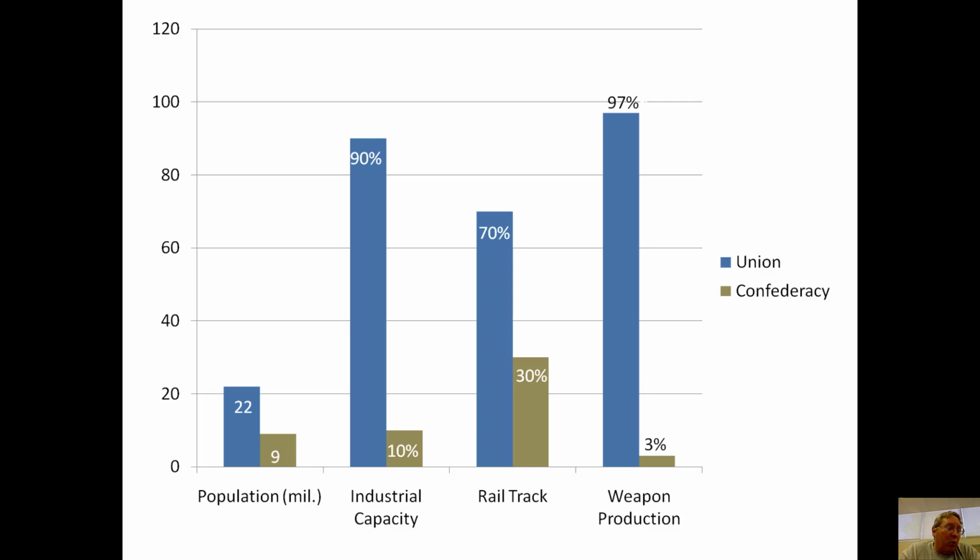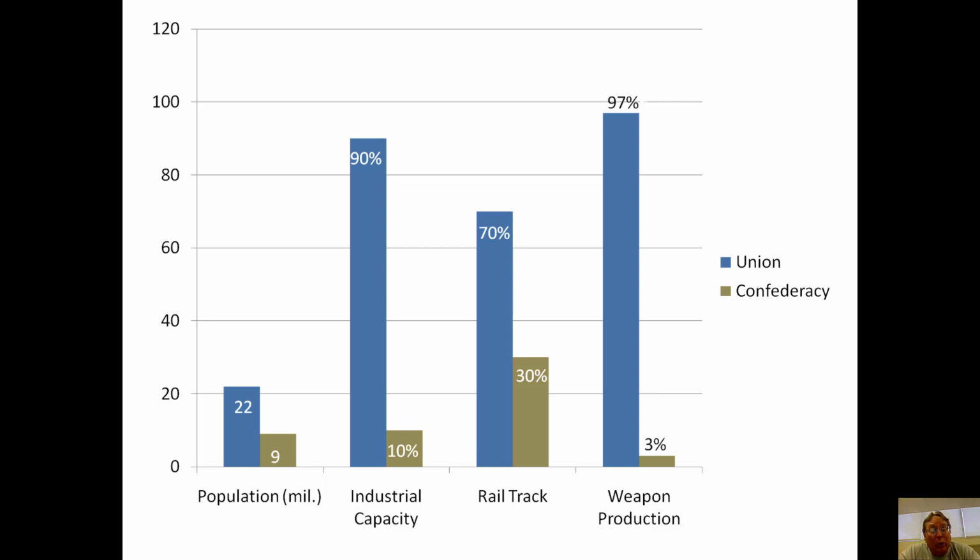The North has more people, 22 million people versus 9 million for the South. Of those 9 million for the South, 4 million are slaves, right? So there's only 5 million whites to fight for the South against 22 million whites in the North. Industrial capacity: 9 out of 10 factories in the country are located in the North. 7 out of 10 railroad miles of track are located in the North. So again, the North is integrated, modernized, industrialized, much more than the South.